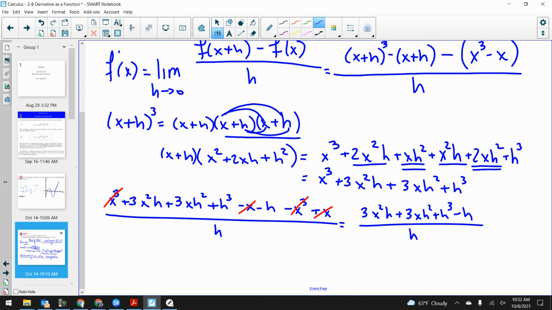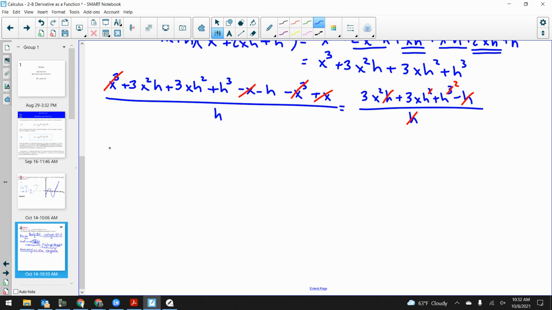Now, what can I do with my h's? Cancel them all out, right? Well, not all of them. But like this cancels here, cancels one of them here, cancels to be a 2 there, and cancels it there. And now I'm going to bring my limit back in, because that was the end goal, right?